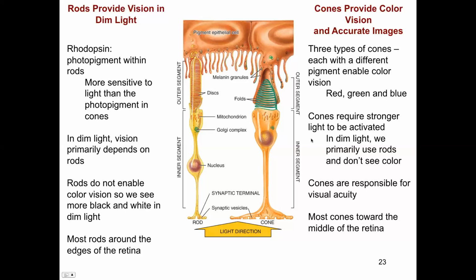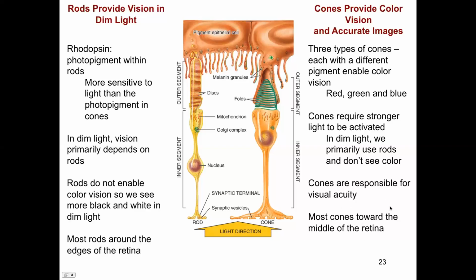And these cones where we detect color, so C, cone, color, right? They require more light to be activated, so we don't see color at night as well. But they're really responsible for the sharpness of our vision. This is why during the daylight time, our vision is a lot sharper, okay? That's probably why my farsightedness kind of bothers me more at night than it does during the day, because things are just not as sharp.